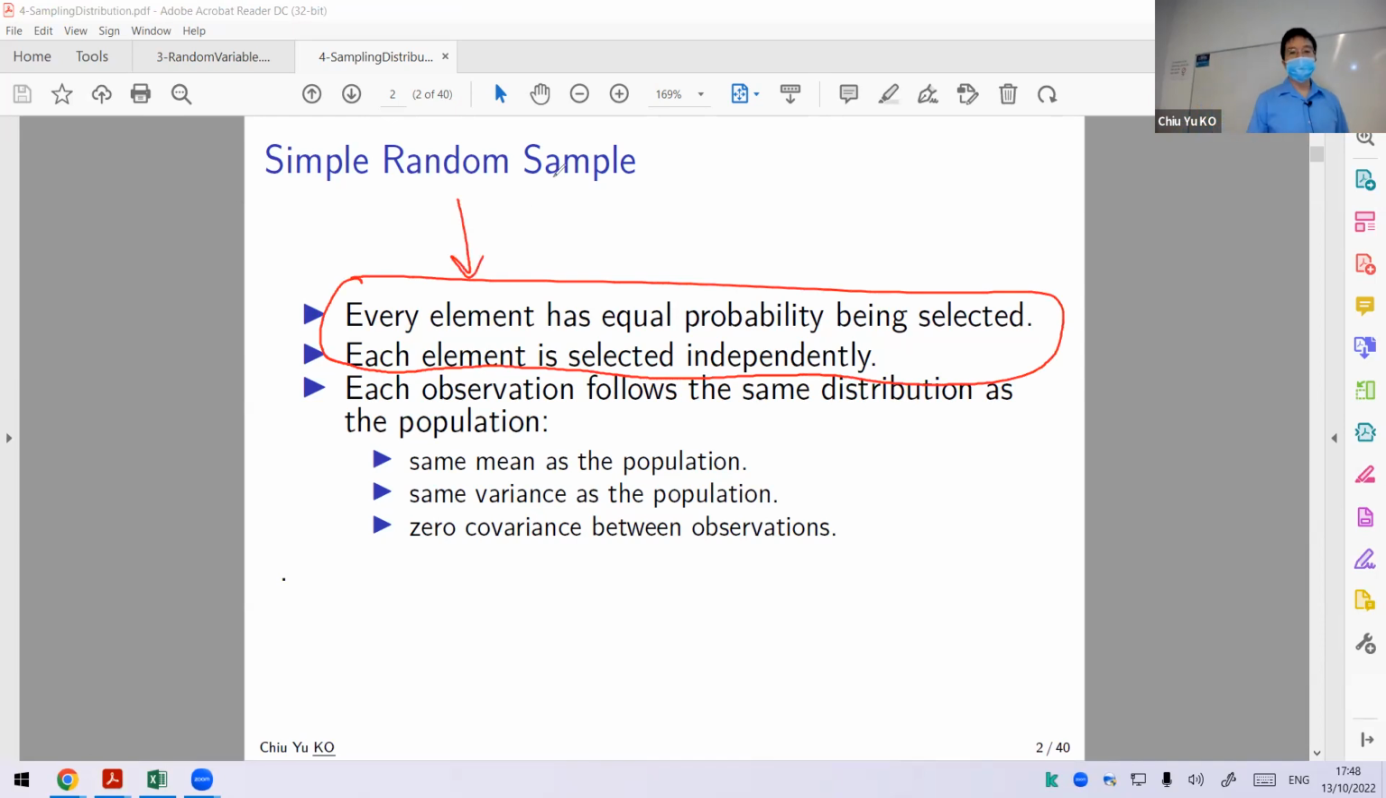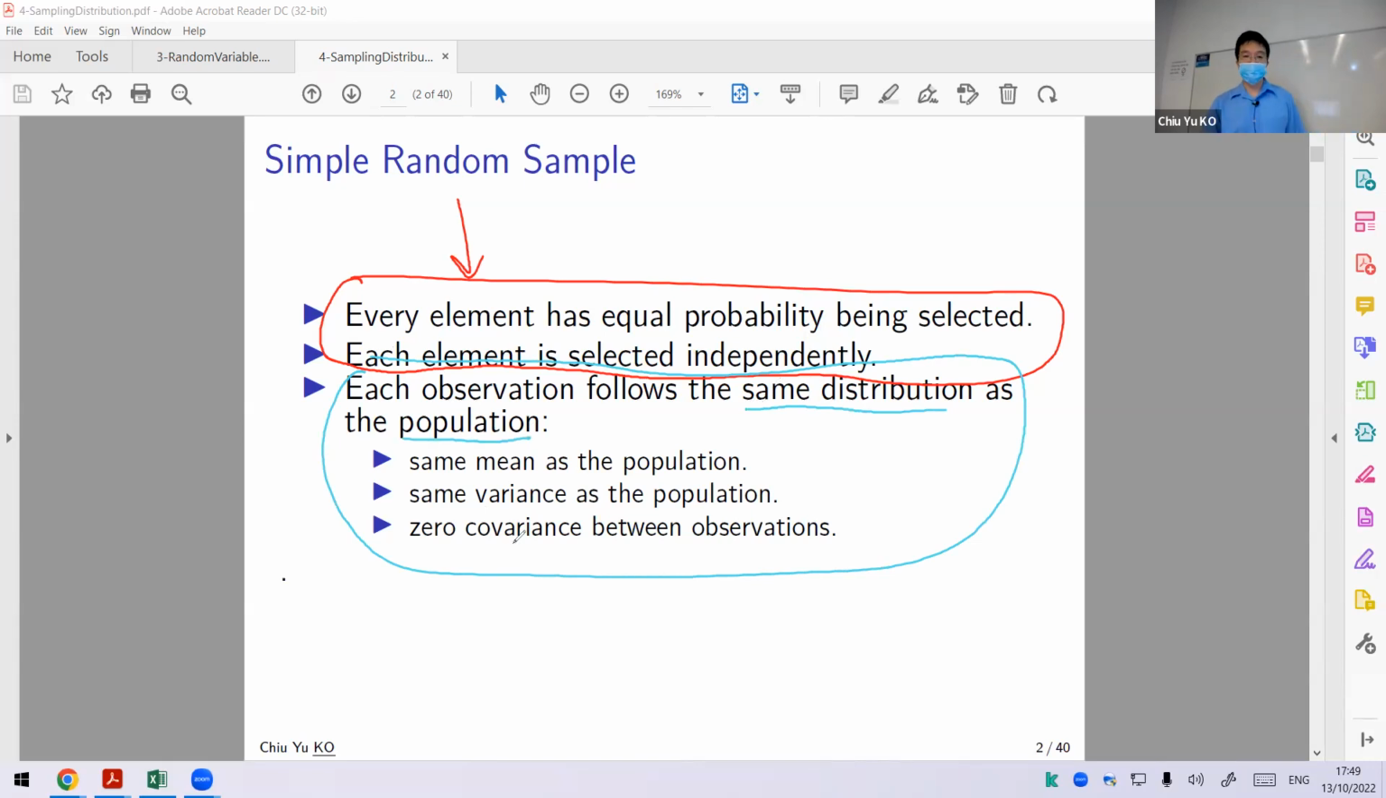And in this simple random sample idea, what do we get? It means that the observation you get is actually following what happens in the distribution of the population. What does that mean? It means the following.